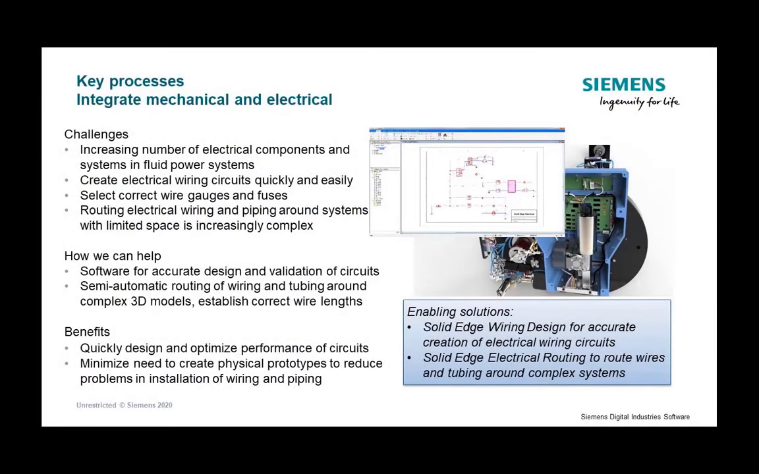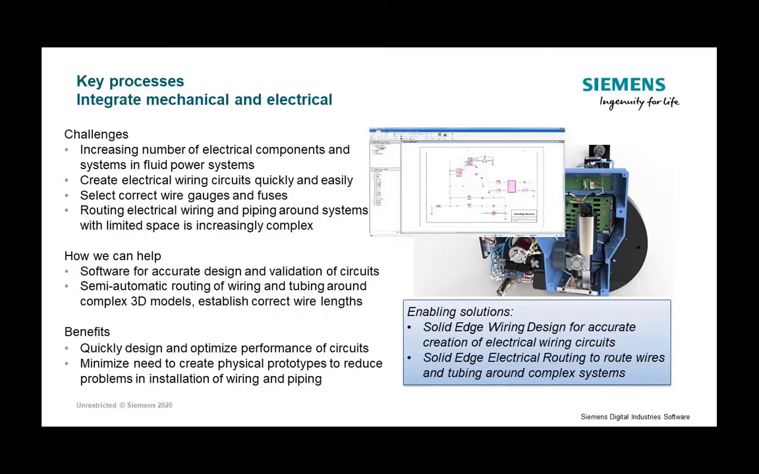Another key area we will look at is integrating mechanical and electrical components and systems. We see that fluid power systems have an increasing amount of electrical components, for example, sensors, transmitters, and power supplies. It is important to integrate these components and their associated wiring circuits quickly and accurately into electromechanical assemblies.